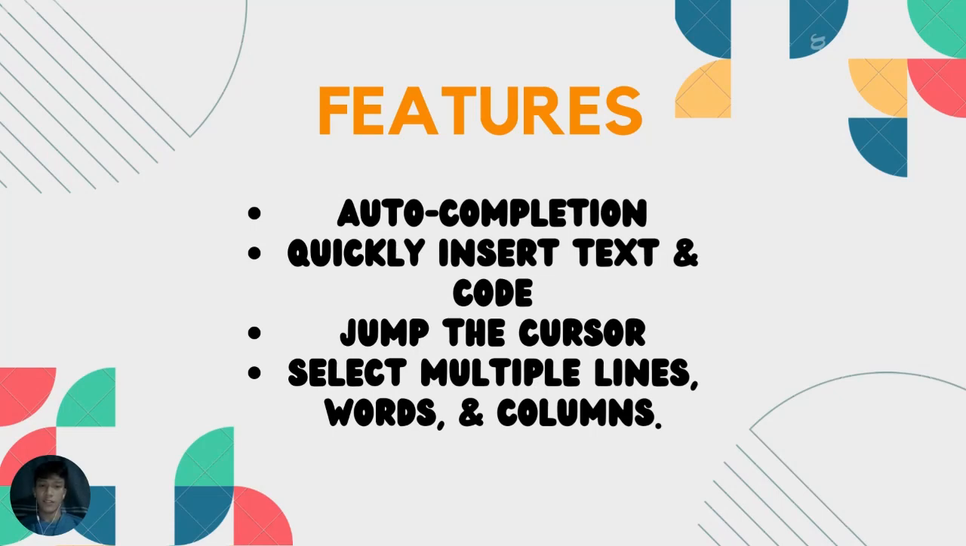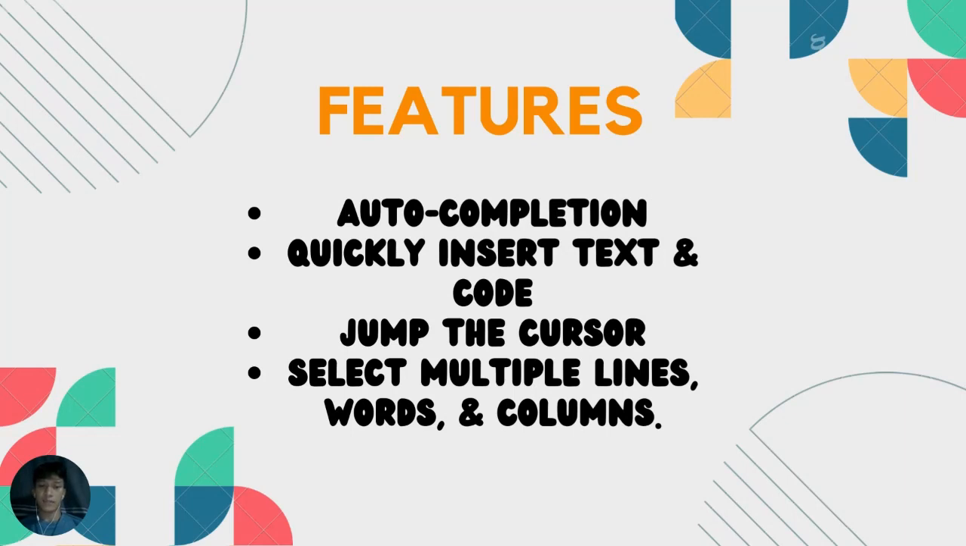The third one is jump the cursor. When you are creating something in a text editor, code or an essay or a blog post or even fiction, you'll often find yourself wanting to jump your cursor to another location in your text. But Sublime Text offers you several ways to do that. For example, to jump to a specific line, function, method, selector, header, or an ID.